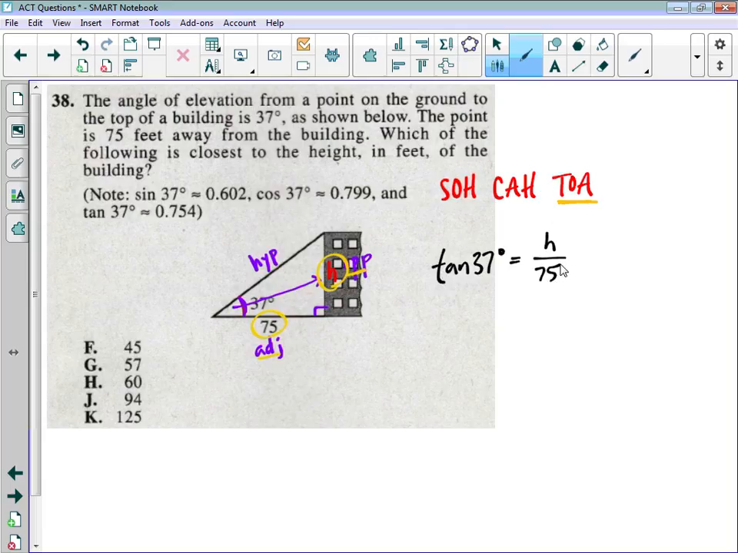To get h all by itself, you're going to multiply by 75 on both sides, because that'll cancel out the 75s there. So what you're doing is you're taking 75 times the tangent of 37, and tangent of 37, they say, is 0.754. So then get your calculator, 75 times 0.754, and we end up with 56.55, so I'm going to go with 57 there.